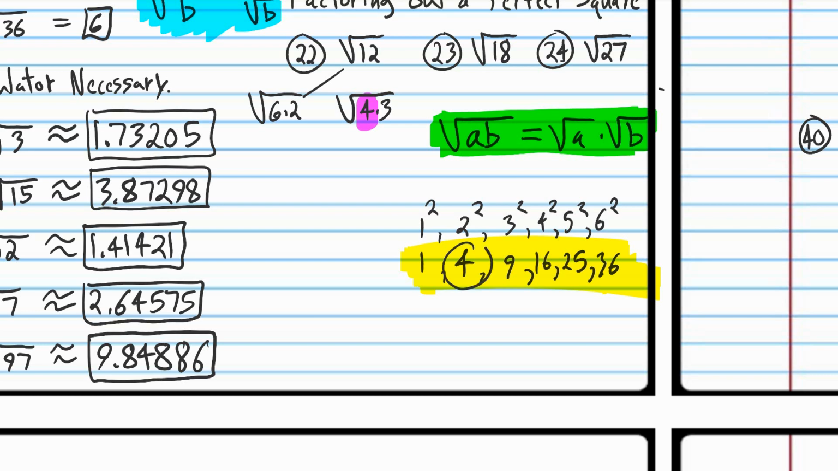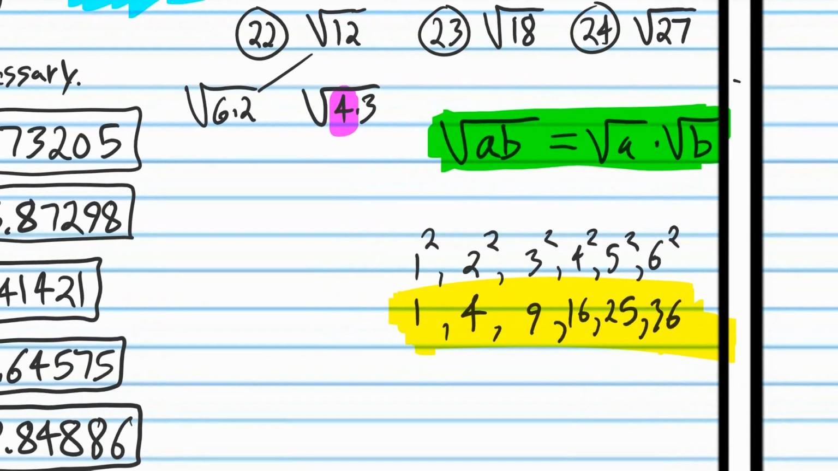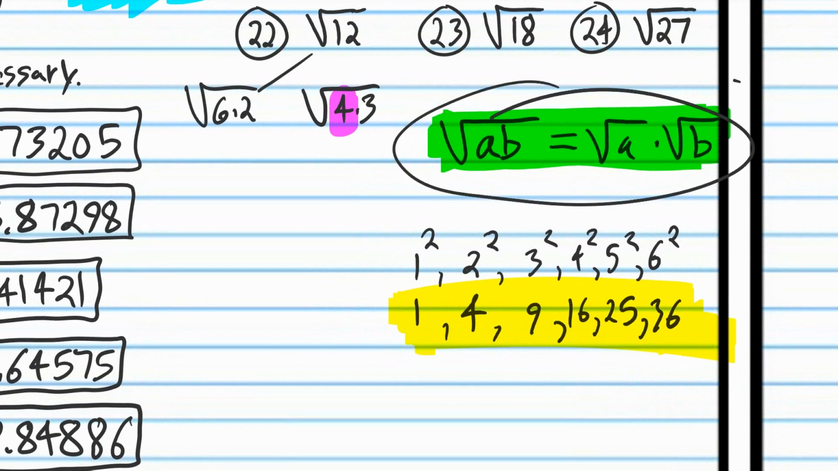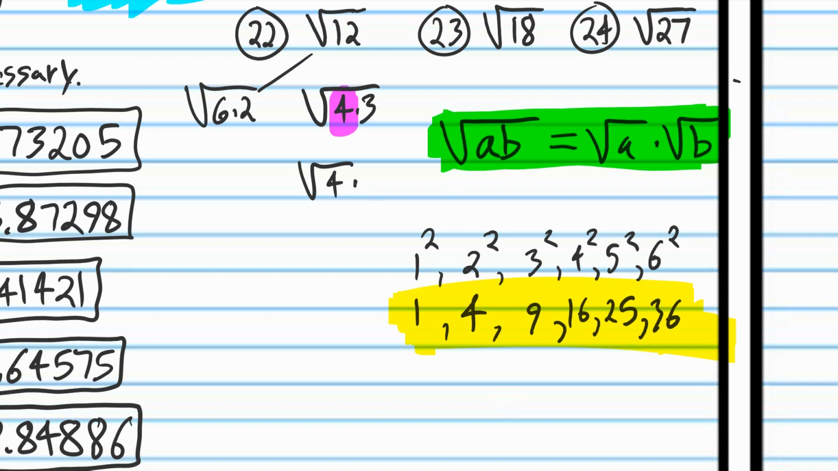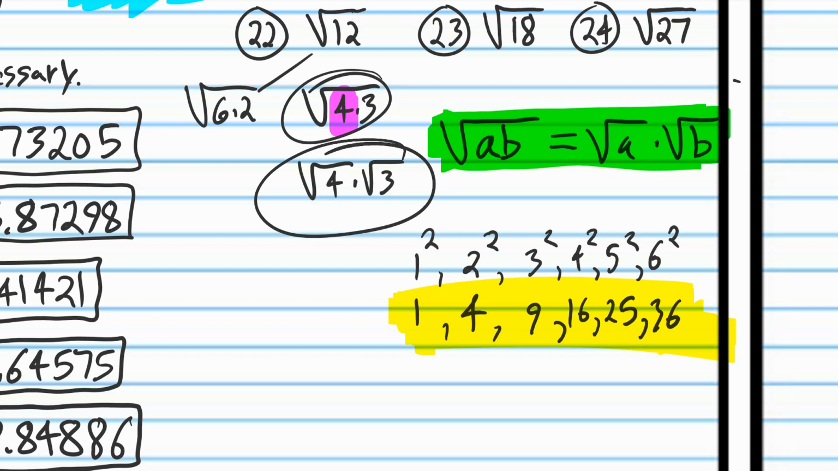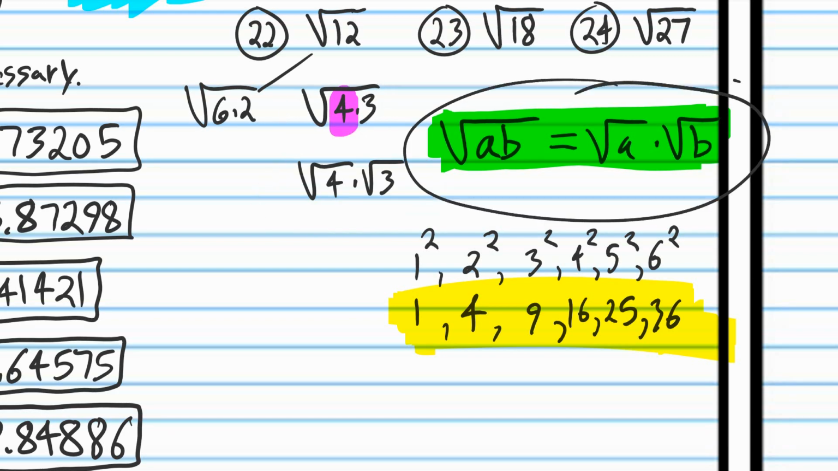So 4 is a perfect square. That's why I factored 12 into 4 times 3 instead of 2 times 6, because I'm going to pull out a perfect square. Let me show you what's going to happen. Look at the green over here. We're going to use this principle: the square root of AB is equal to the square root of A times the square root of B. I'm letting 4 be A and 3 be B, so we have the square root of 4 times the square root of 3. I changed this to this using the green principle.